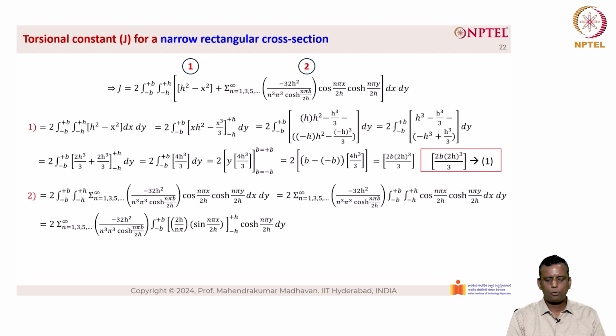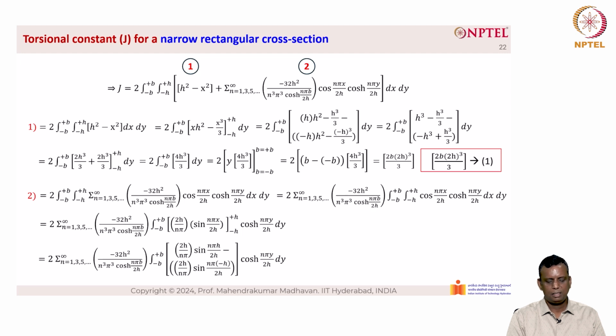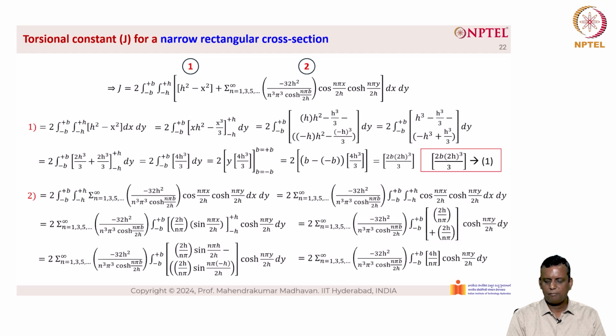So, now we have to focus on the double integral. The first part of the double integral is to focus on the x function. So, when we integrate cos(n pi x by 2h), we have 2h by n pi into sin(n pi x by 2h). We substitute the lower and upper limits minus h and plus h. We simplify this further, and we get the value as shown in the equation here.